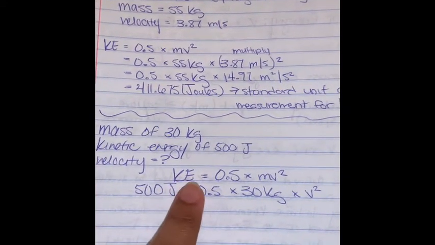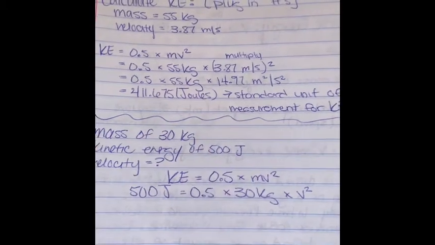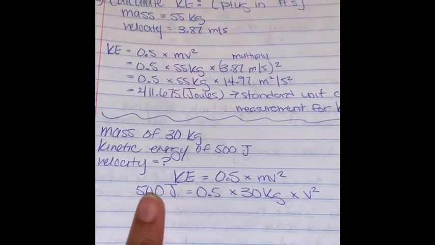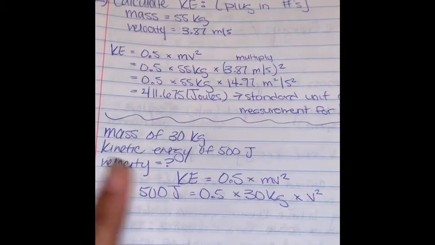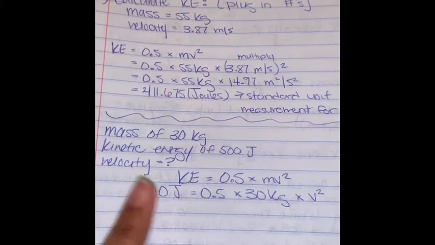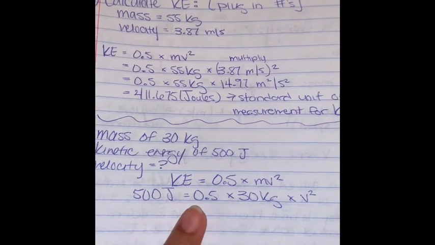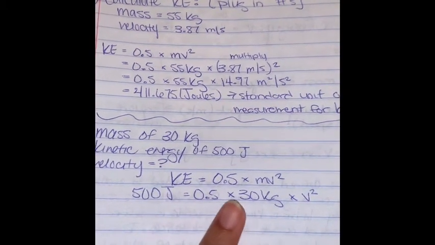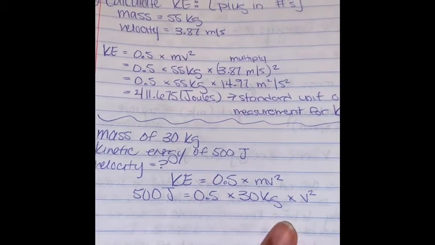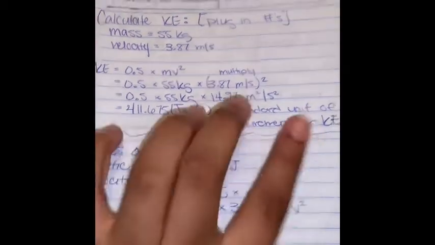So once again, you want to write down the formula so you won't get confused. This would be the equation you want to go by. So you would plug in KE, the kinetic energy, as 500 joules, equaling 0.5 times 30 kilograms times velocity squared.